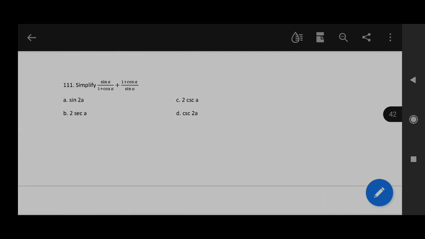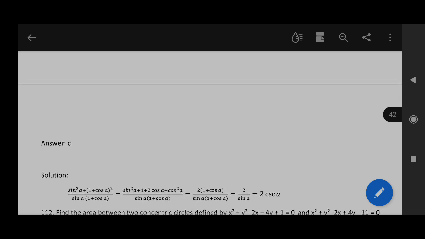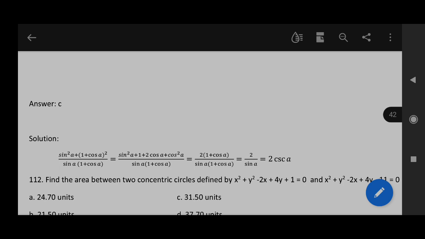Sin squared A plus quantity 1 plus cosine A squared over sin A times 1 plus cosine A is equals to, distribute mo, sin squared A plus 1 plus 2 cosine A plus cosine squared A, kasi yung 1 plus cosine A squared mo is finactor out mo, over sin A times the quantity 1 plus cosine A is equals to 2 times 1 plus cosine A over sin A times 1 plus cosine A. So, mag-cancel out yung 1 plus cosine A mo sa numerator and denominator. Kaya mag-come up ka sa 2 over sin A.